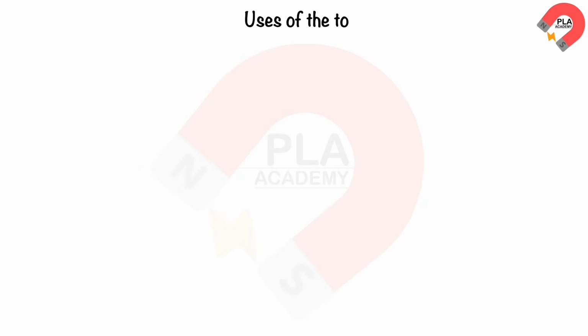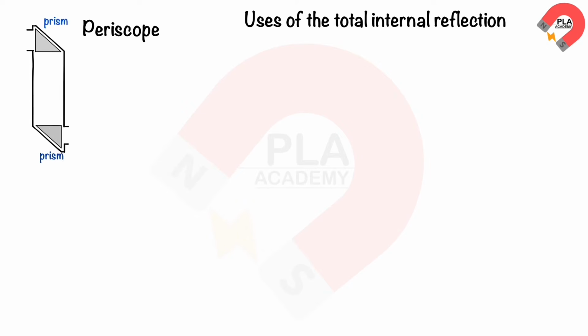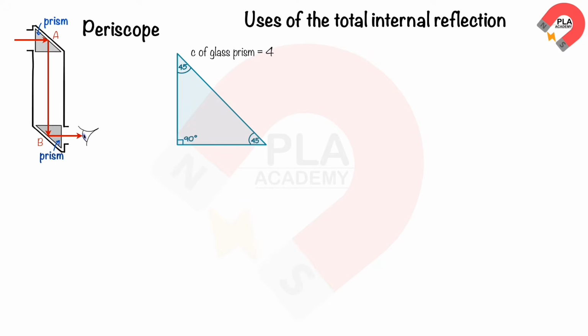Uses of total internal reflection in everyday life. A periscope consists of glass prisms, which are used in submarines. As a light ray travels through a periscope, total internal reflection occurs at point A and point B. The prisms are glass right-angle prisms with an angle of 45 degrees. The critical angle of glass is about 42 degrees.